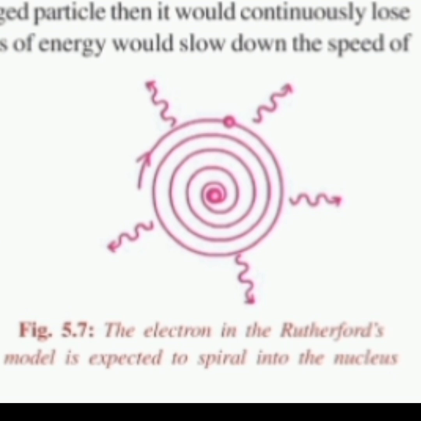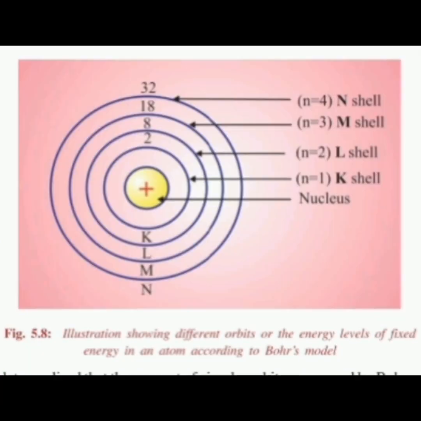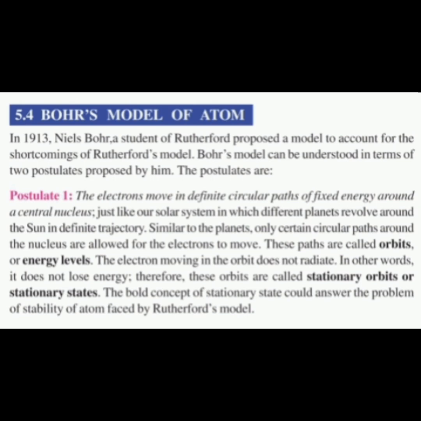Okay, now 5.4 Bohr's model of atom. In 1913, Niels Bohr, a student of Rutherford, proposed a model to account for the shortcomings of the Rutherford model. Bohr's model can be understood in terms of two postulates proposed by him.